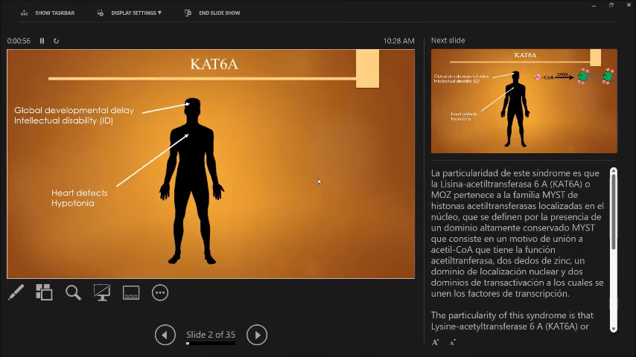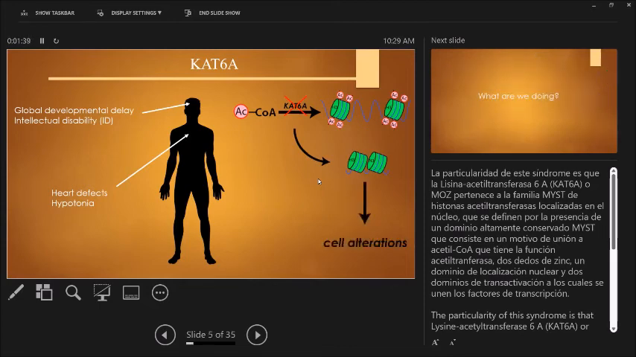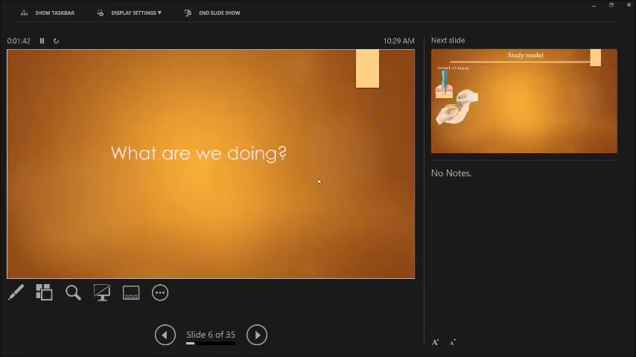KAT6A syndrome is a disease characterized by a mutation of the KAT6A gene, or lysine acetyltransferase 6A, that produces some common symptoms, like we see in the slides. Well, what does KAT6A do? KAT6A uses acetyl-coenzyme A to acetylate the histone H3 and create the good epigenetic marks. When there is a mutation in the KAT6A gene, the histones are no longer acetylated, and this could produce some cell alteration.